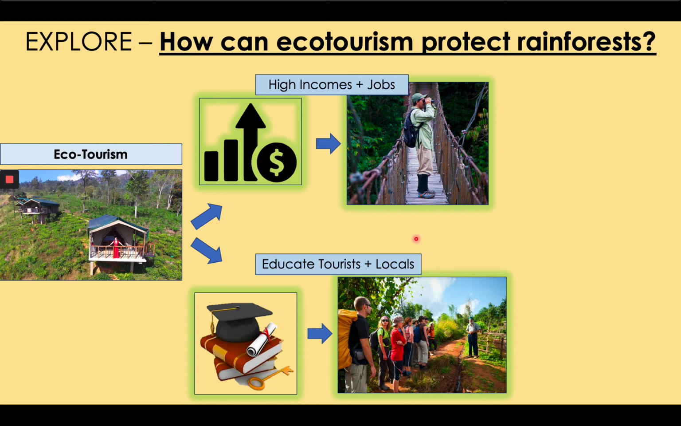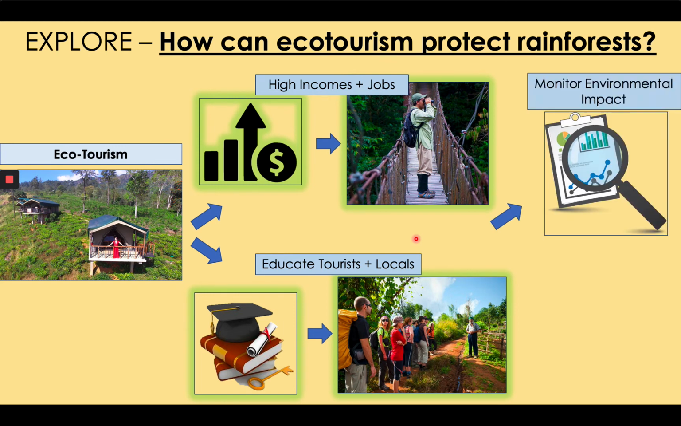However, in order for ecotourism to be effective and to be sustainable, which means for it to last a long time and protect rainforests and provide incomes to local people, it needs to do two critical things. The first, if an eco-lodge such as this here is set up and eco-jobs are created and tourists visit, the government and independent people need to study the effects of that tourism on the ecosystem to make sure that it is not damaging the environment.